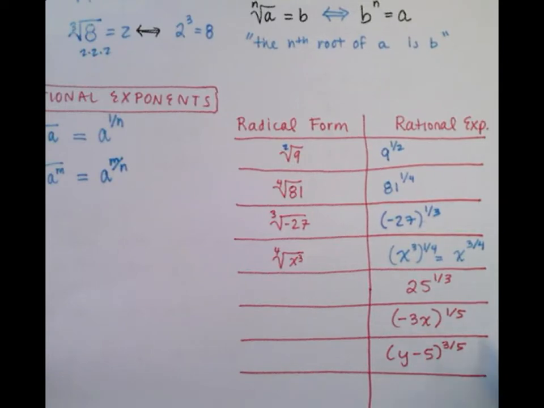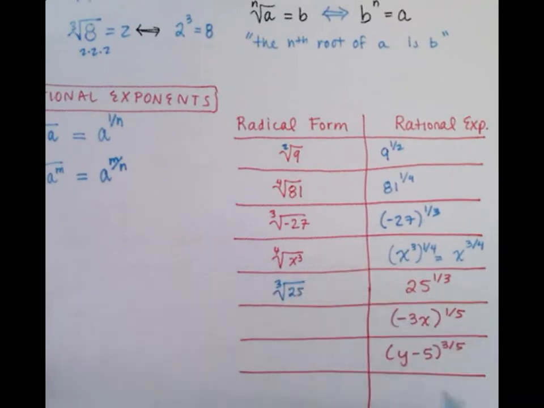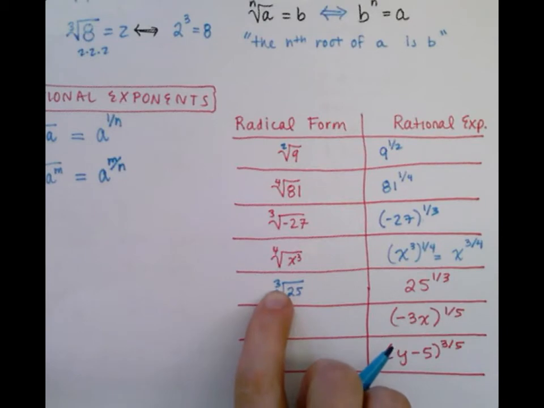Okay, so the next 3 examples are going back the other way. If I give you a rational exponent, can you convert it into the root or the radical form? Here, the first one, we have 25 raised to the 1/3 power. So that means the cubed root of 25. What was in the denominator of my exponent is now the root.